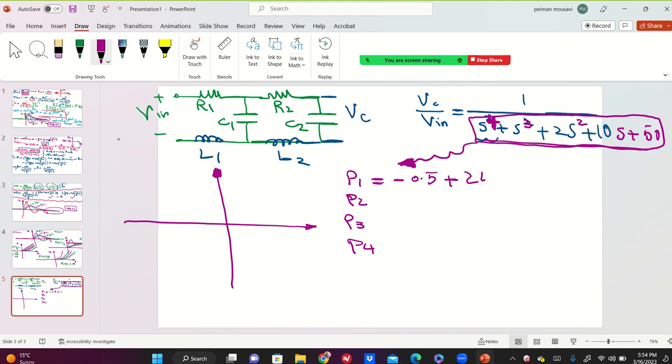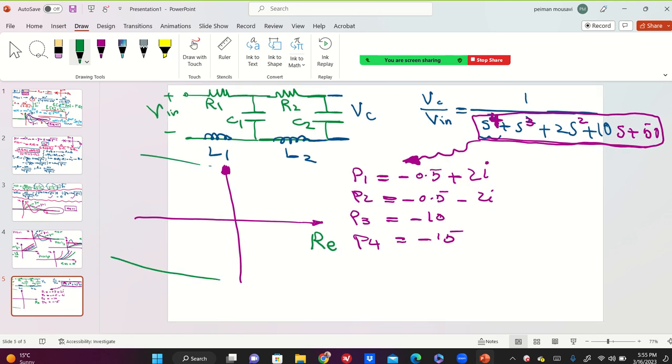Plus 2i, minus 0.5 minus 2i, minus 10, minus 15. I don't know, just give me the numbers. What I'm going to do is that because I'm going to teach you a concept here. If I plot the poles of the system, first of all, you see that all the poles are on the left-hand side, which means the system is stable. So this circuit is stable, okay?